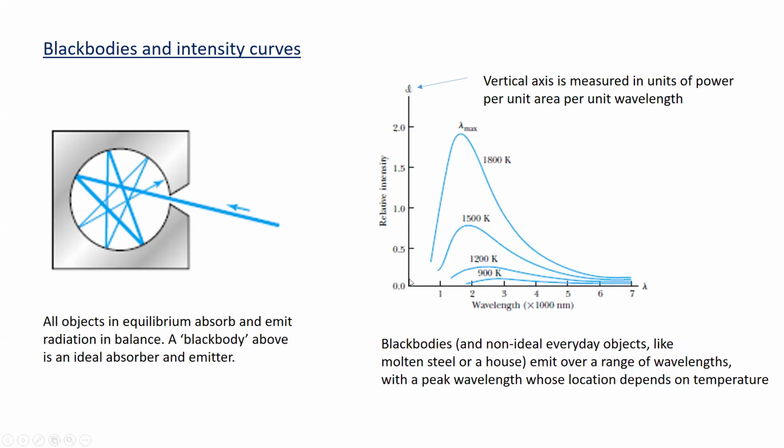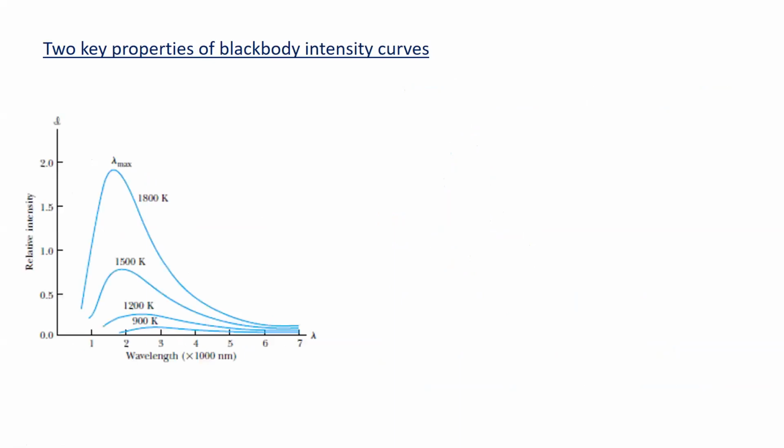So if this is the power per unit wavelength, then if we integrate with respect to wavelength, we multiply by wavelength, we get the total power. So the area under this curve is the total power per unit area emitted at a given temperature by an object. Okay, so two key properties of blackbody intensity curves.